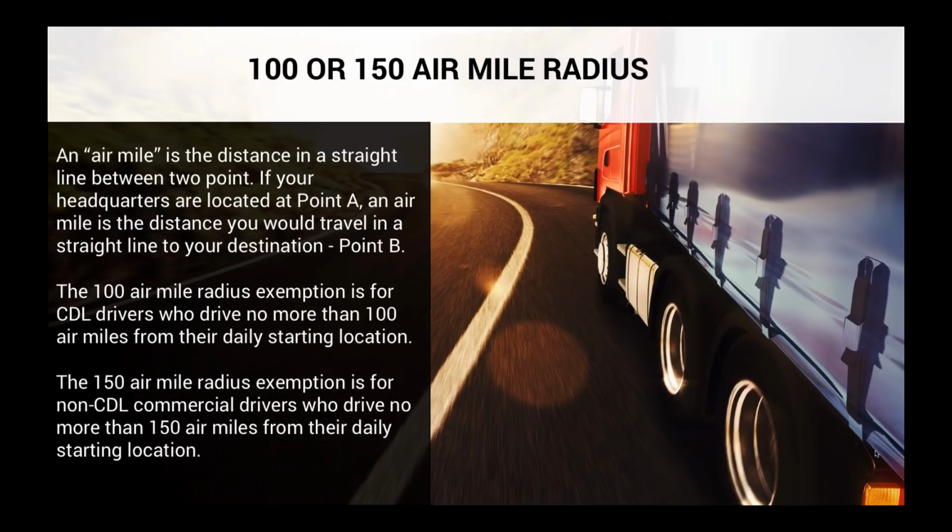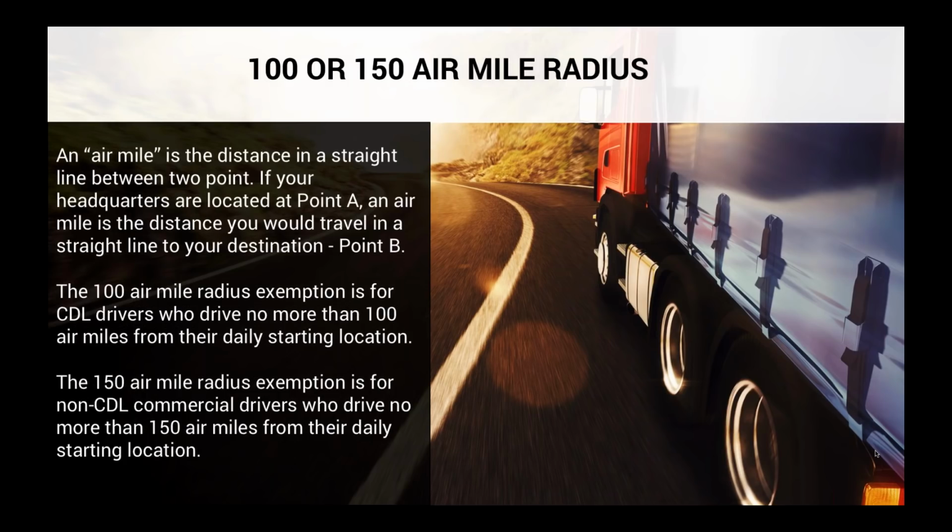Finally, the 100 or 150 air mile exemptions. These sometimes cause confusion for drivers because the regulations are very specific. Let's start by talking about what an air mile is. An air mile is the distance in a straight line between 2 points. It's the same line, for example, that a plane would take. So if your headquarters are located at point A, an air mile is the distance you would travel in a straight line to your destination, point B.